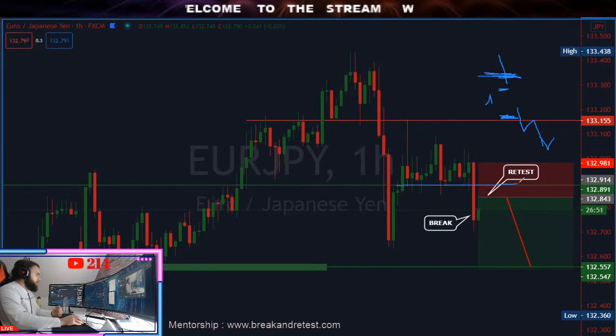But having a zone here on the 1 hour and going to the 5-minute, why? You can just enter on 1 hour time frame. It's the same zone.